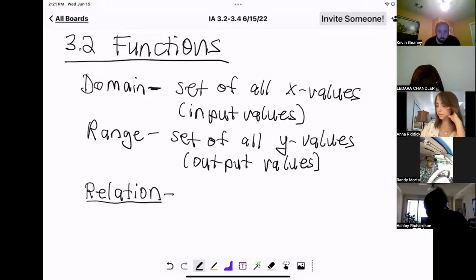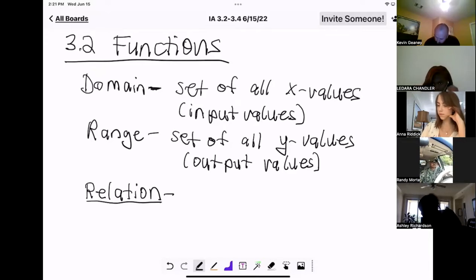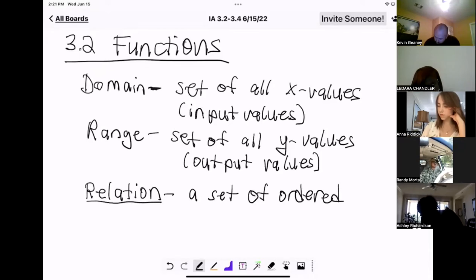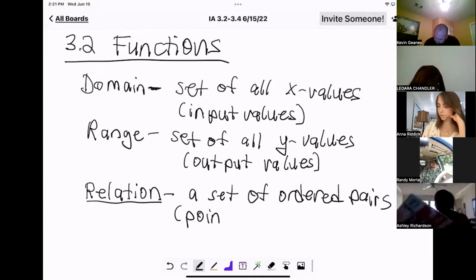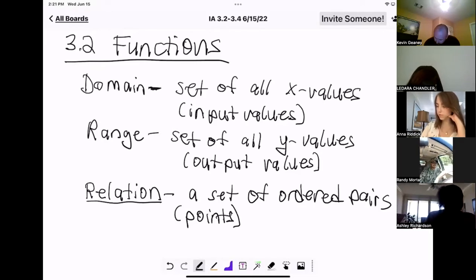Another big word, we have a little bit of vocabulary to go on. So, a relation. You know how you have a whole bunch of ordered pairs? That's called a relation. A set of ordered pairs, meaning a set of points, I'll put that in parentheses, is called a relation. So any set of points is just called a relation.